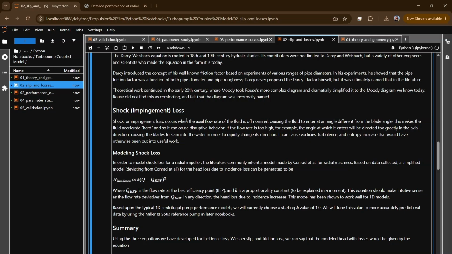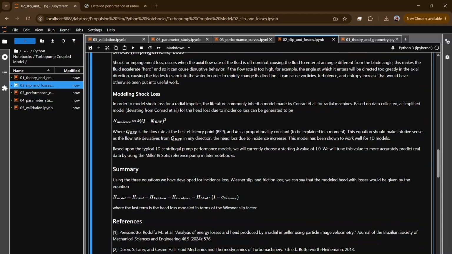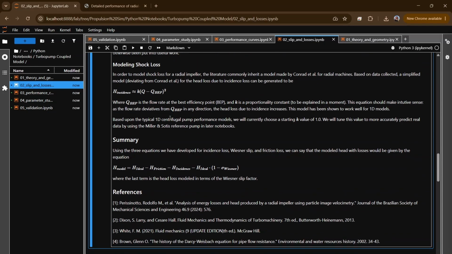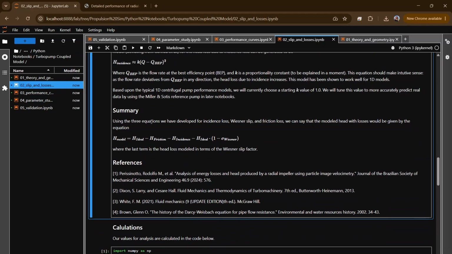So we define incidence loss as the flow rate minus the flow rate at the BEP, the best efficiency point. And so then it's just the difference of the square. Relatively simple. And so we effectively just put all these together, we get the equation, and that's our model head. And this last term is just the Wisner slip factor, so it's just 1 minus the Wisner slip factor times the ideal head.